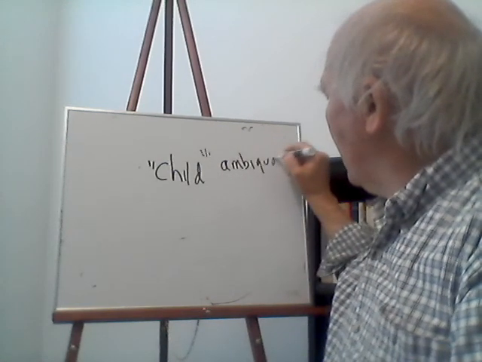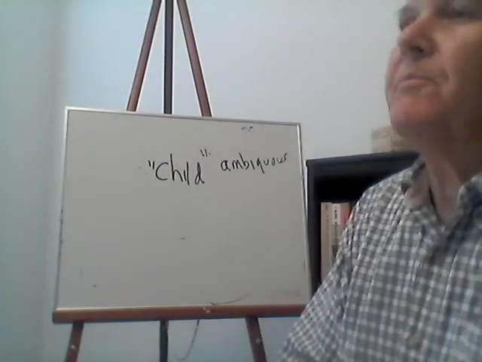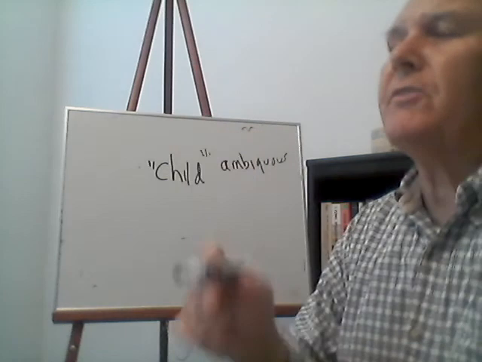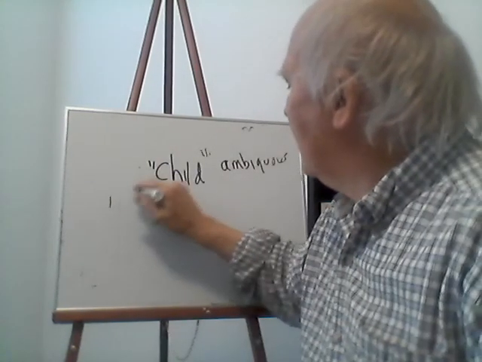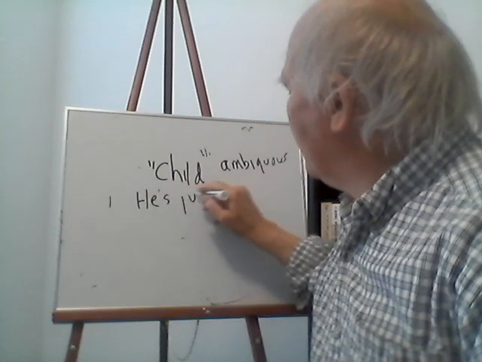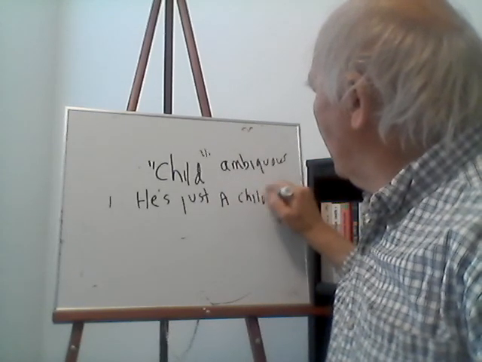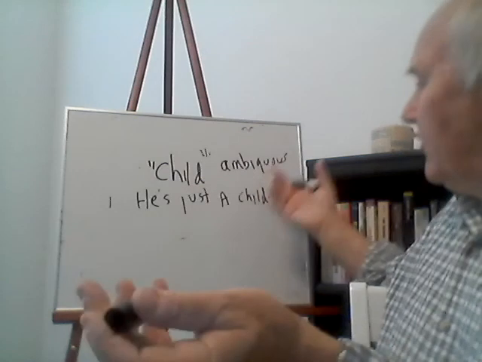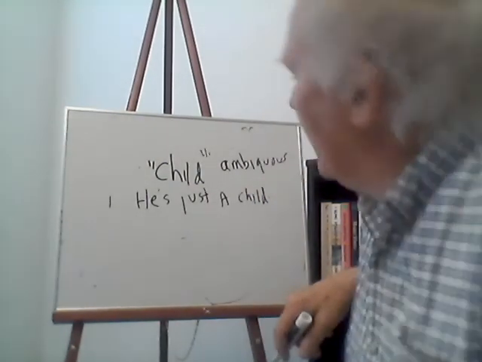Okay, now you should be able to tell me why it's ambiguous. Why can it be ambiguous? Let's say, I'll give you an example. Let's say I say, "He's just a child." Now that's ambiguous. If you don't know anything about the context here, this statement can mean two totally different things.